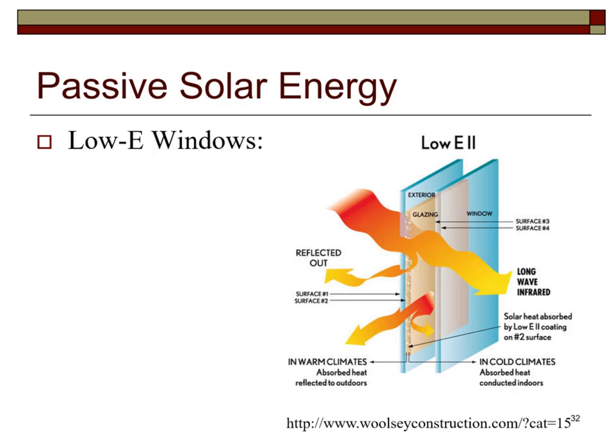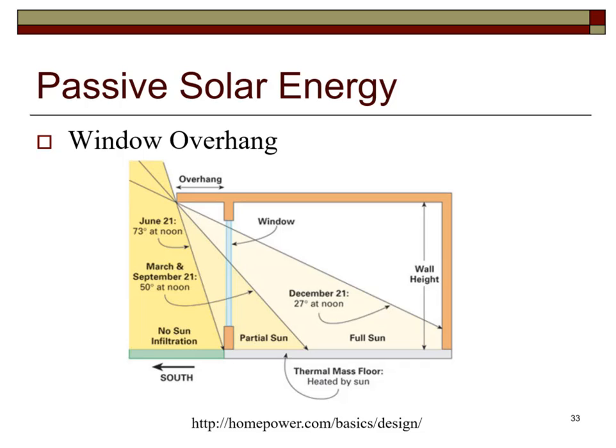Low E is depicted here. The thermal radiation is reflected. This depicts how the overhang can block the sun in the summertime and allow the sun through the window in the wintertime.